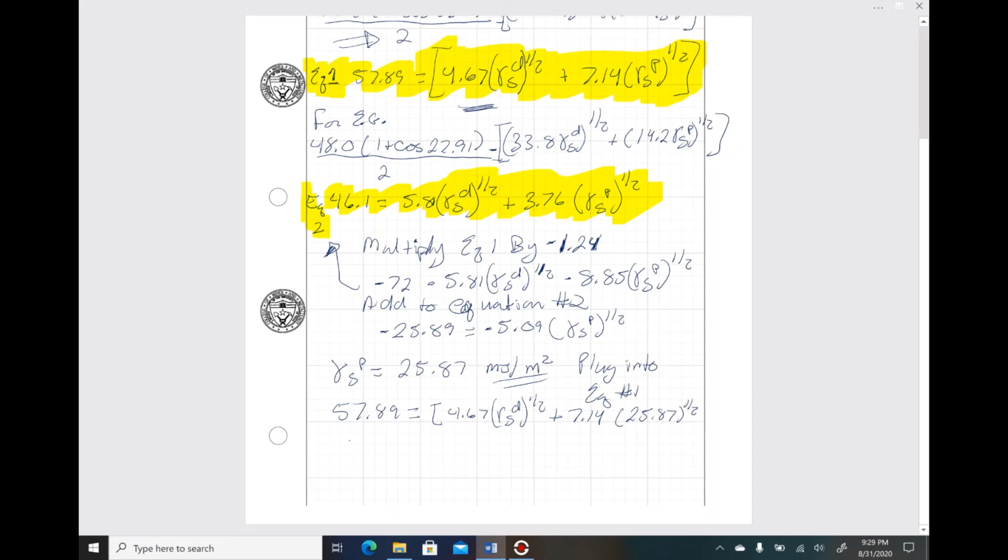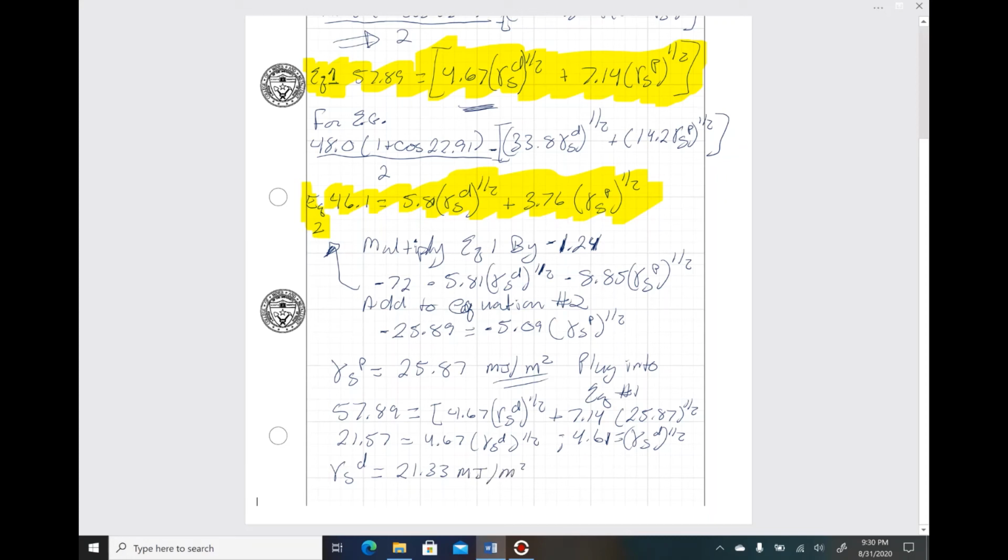I'll add in a step just to do it, so you can work along. You never know when these problems show up again. Oops, made a boo-boo. Equals gamma SD to the 1/2. So you solve for that. And so gamma SD then equals 21.33 millijoules per meter squared.